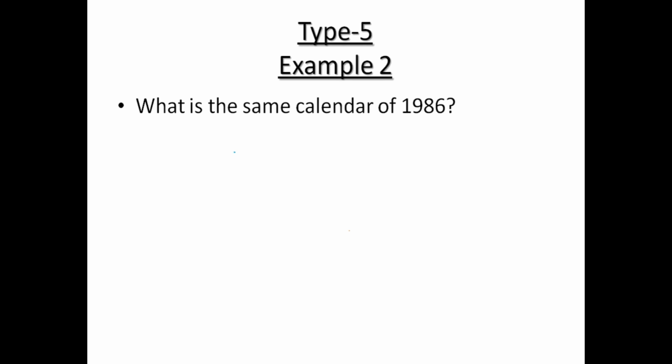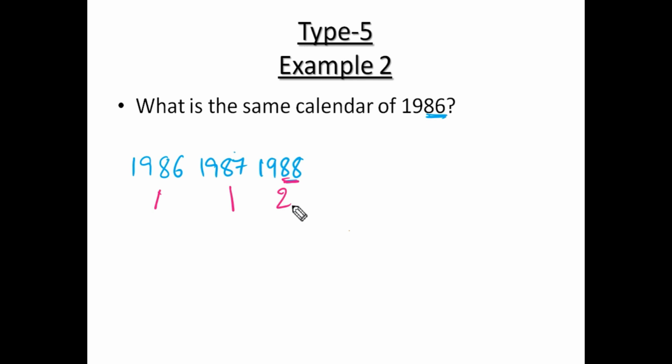Next example. What is the same calendar of 1986? Start from the given year 1986, then 1987. Write the year numbers up to one leap year, up to where we get a leap year. 1988 is a leap year. Stop here and write the odd days. 1986 is a non-leap year, so it consists of one odd day. 1987 is a non-leap year, one odd day. 1988 consists of two odd days because it is a leap year.